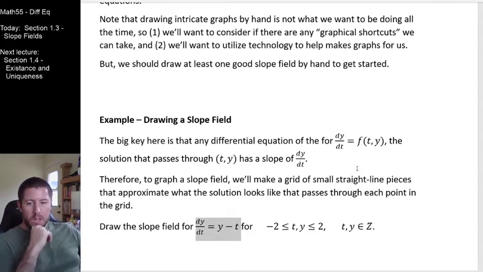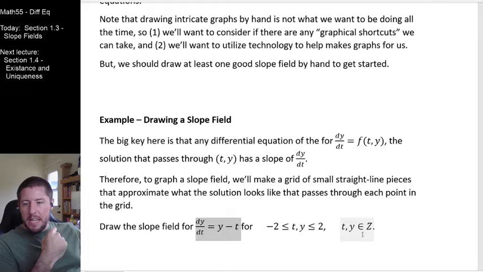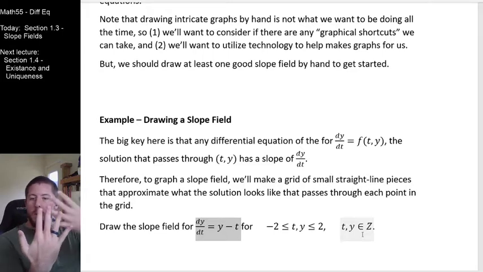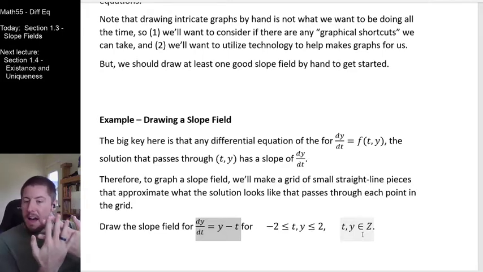So what I'm going to suggest we do here is let's draw the slope field. I'm giving you a differential equation. I'm saying that I want t and y to both live between -2 and 2, and I want them both to be an element of the set of the integers. So this means -2, -1, 0, 1, 2 are the 5 values that both t and y take on. That's going to make us a 5 by 5 grid, so 25 different slopes that we want to be able to identify here.